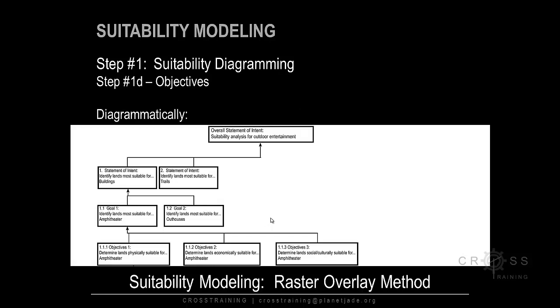And in this diagram, we've added our three objectives. We've added them under our first goal. We haven't developed any for goal 2. We're just going to take one branch for the purposes of this demonstration, just to learn how to do this. So we're taking this first one, identify lands most suitable for the amphitheater. Under objective 1, it states determine lands physically suitable for our amphitheater, determine lands economically suitable for our amphitheater, and our third one is determine lands socially, culturally suitable for our amphitheater.